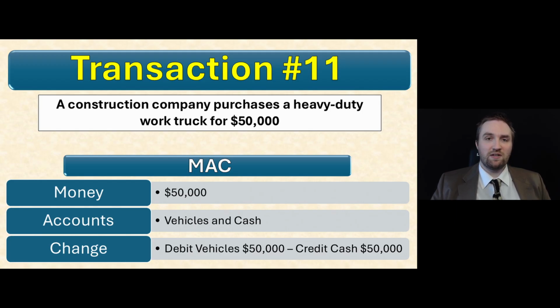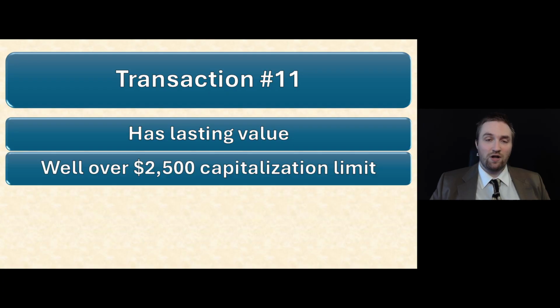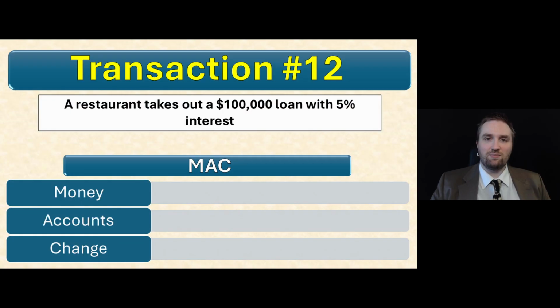We've covered a number of expenses so far, but as we learned in episode 3, there are a handful of assets that can be purchased under cash basis. If you remember in transaction 2, we expensed the vacuum because although it had lasting value, its cost was under $2,500. The work truck in this example, though, is well over the $2,500 capitalization limit and should therefore be categorized as a fixed asset.